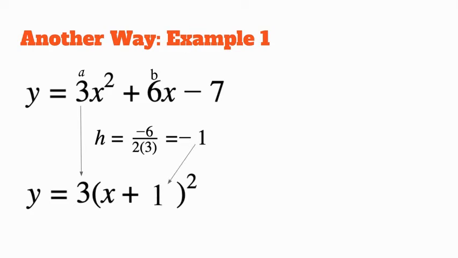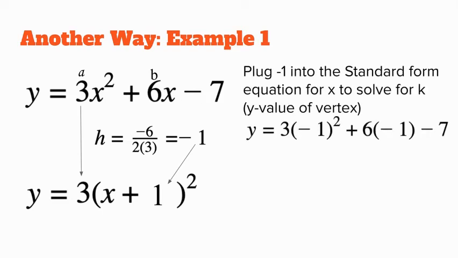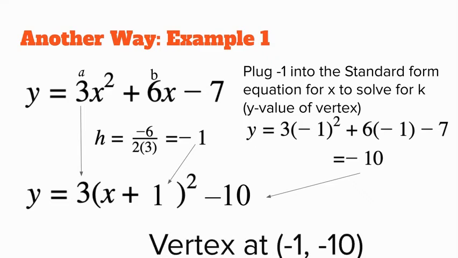And then I need to plug this value into my standard form equation to solve for my k value. So I'm going to do 3 times -1 squared plus 6 times -1 minus 7, and I get -10, and then that just goes off the end, and that's the k value. So my vertex is at -1, -10.